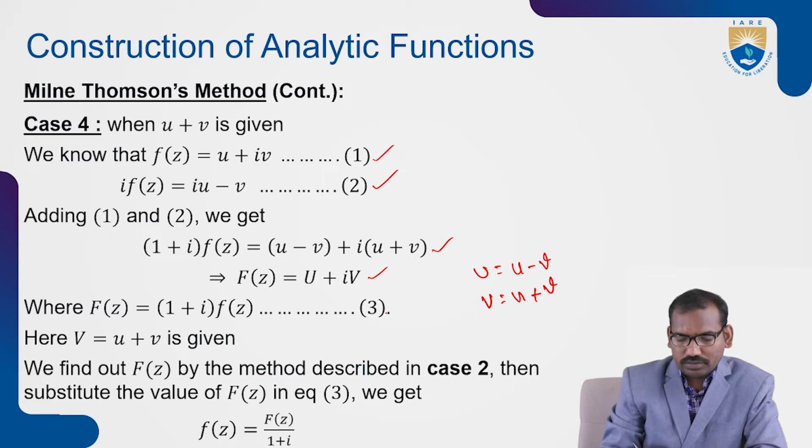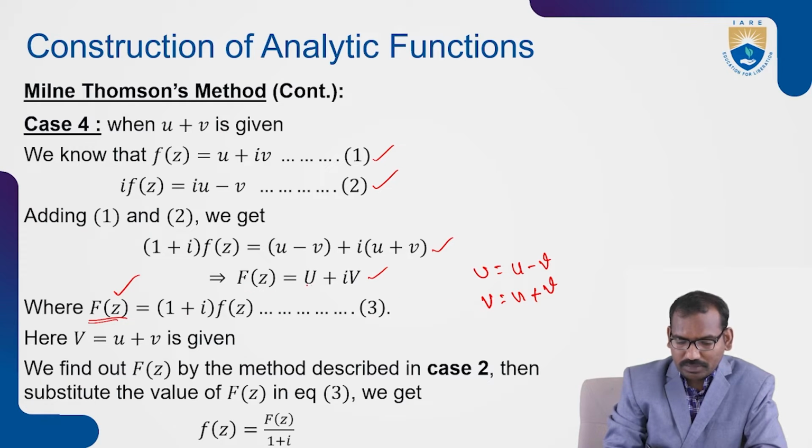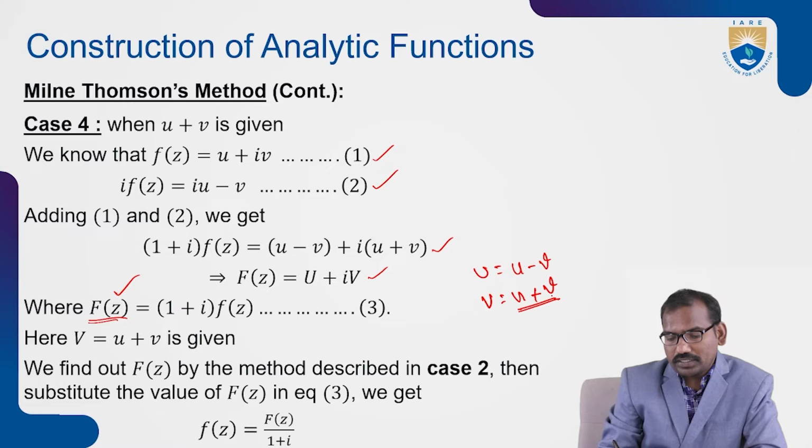Okay, and you know from equation 3, capital F of Z is defined as 1 plus I times f of Z, and f of Z is analytic, we know, and a constant multiple of f of Z is also analytic. Hence I say that capital F of Z is analytic. And I also know its real part is capital U, and its imaginary part is capital V. What is the imaginary part? Capital V is small u plus v. So in this case, what is given? Small u plus v is given.